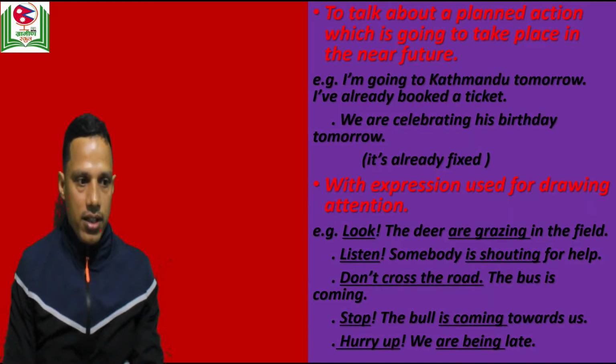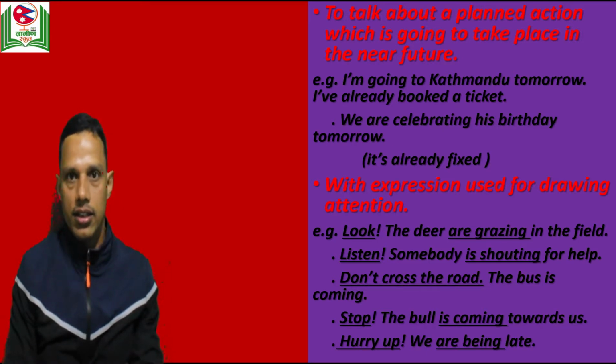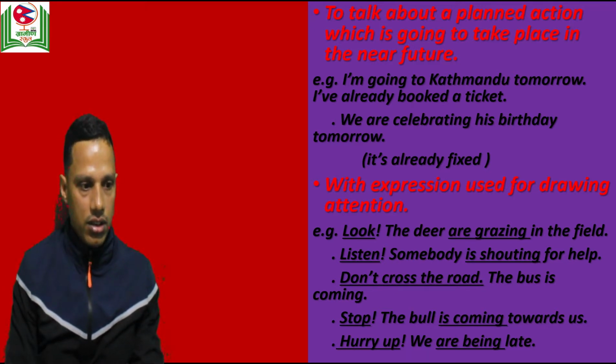Yes, we have the next condition as well where we use present continuous tense. We use present continuous tense to talk about a planned action which is going to take place in the near future. For example, I'm going to Kathmandu tomorrow. I have already booked the ticket. We are celebrating his birthday tomorrow. It's already fixed. In these two sentences, you might have noticed, these are future actions which have already been planned. So when we talk about such future actions or events, we use present continuous tense.